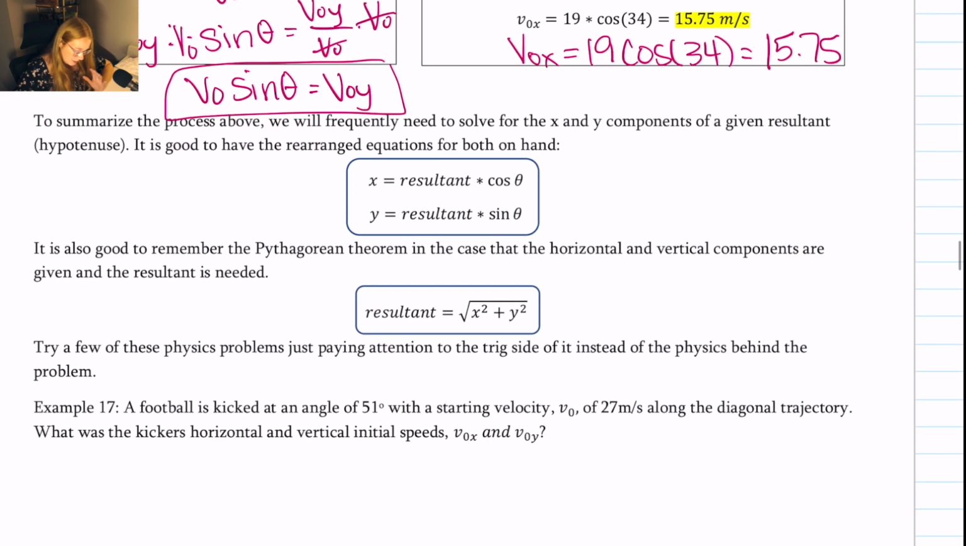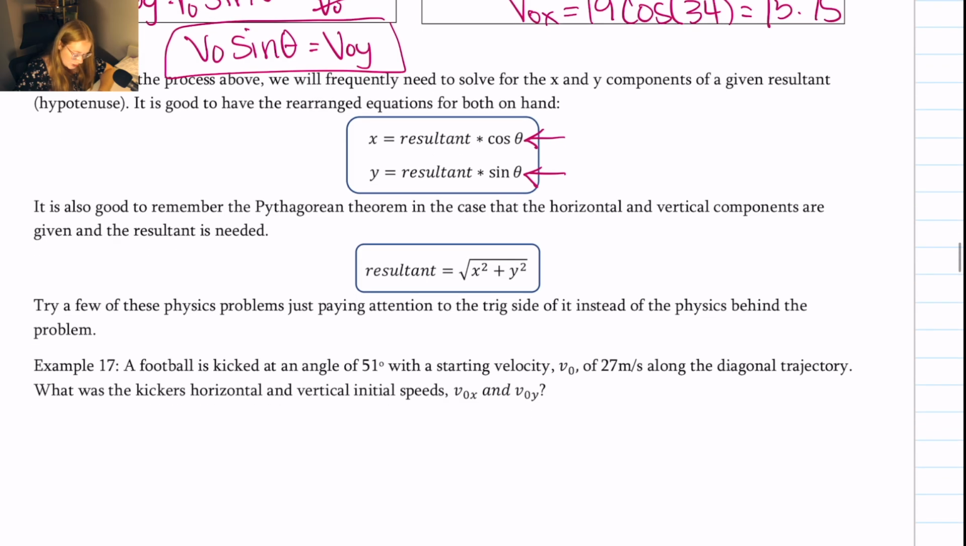Now, that seemed like a lot, and it is a lot, but in summary, physics will always make you break it down to x and y, horizontal and vertical. And typically, x is related to cosine, and y is related to sine, typically. So you're going to see the same pattern over and over again, using it in the same way. It just takes some practice.